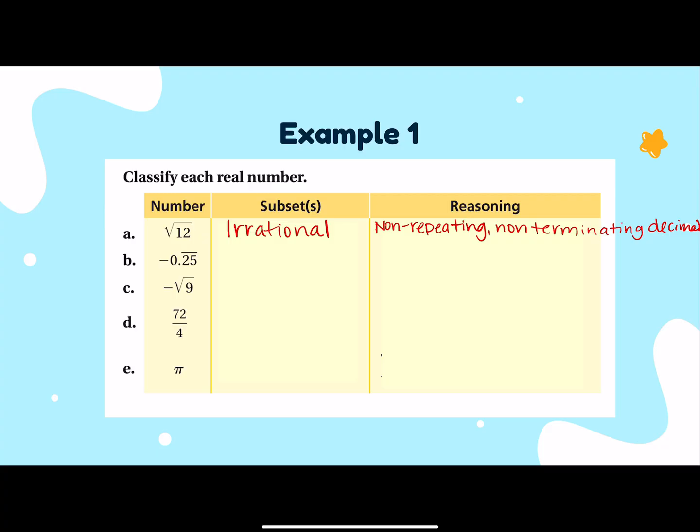Okay, and then I have negative 0.25 repeating. That repeating right there tells me that this is rational. Why? Because it's repeating. And I know that I can write repeating decimals as a fraction. All I do is put them over 9. So this would be 25 over 99. However many numbers there are, that's how many 9s you use. But I can write that as a fraction. Okay? If you type 25 divided by 99 in your calculator, you're going to get 0.25, 0.25, 0.25 over and over and over.